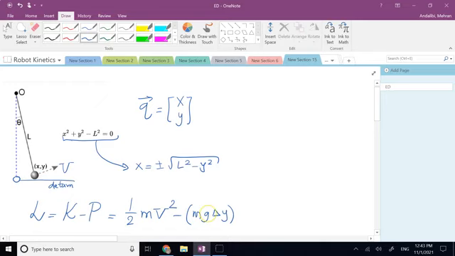So let's look at these terms, v and delta y. V is the velocity of the particle. If the coordinate of the particle is given with x and y, then this v vector is going to have 2 components, x dot and y dot. So v squared is going to be what? x dot squared plus y dot squared.